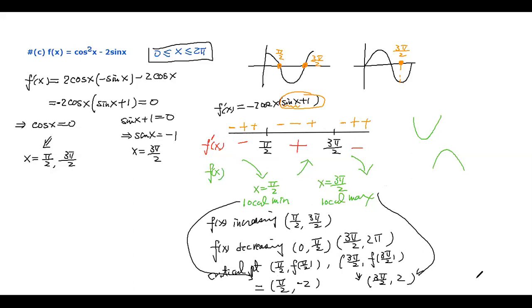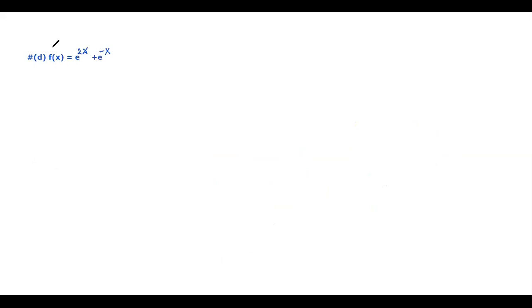Okay, so now the next one. Let's take a look at this one here. f of x equals e to the 2x plus e to the negative x. Same as before, but I chose a different type of function. I just want you to get a feel for different functions. How do we solve it, right? Okay, so same way here.